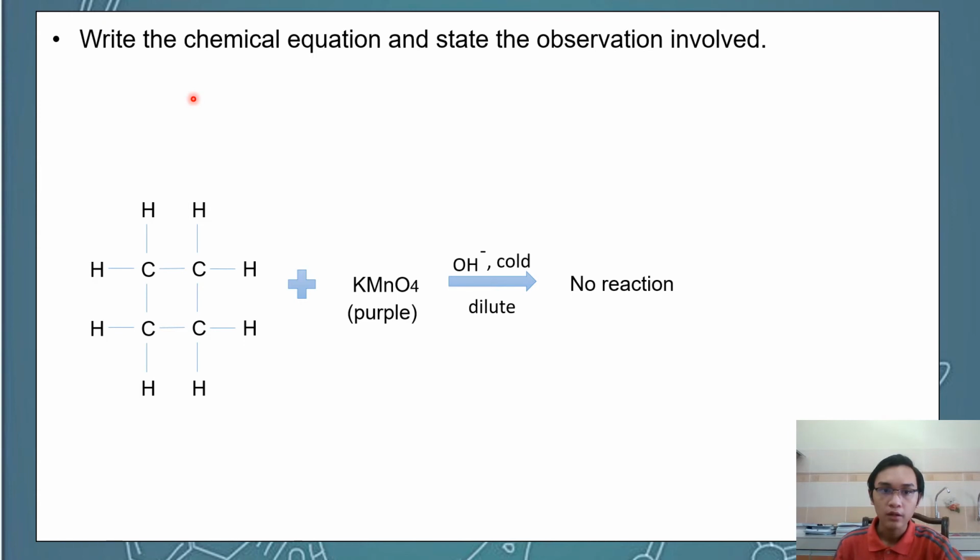Write the chemical equation and state the observation involved. Right here we have cyclobutane, which is an alkane, reacting with KMnO4, which is a purple solution. If we look here, there is no reaction because cyclobutane doesn't have a double bond. Like I said before, the Baeyer test shows a positive result if there is a double bond in the compound that we use. And the observation here is there is no change.